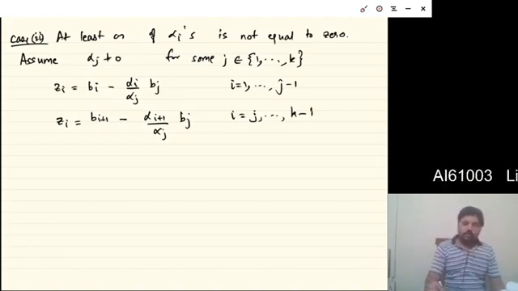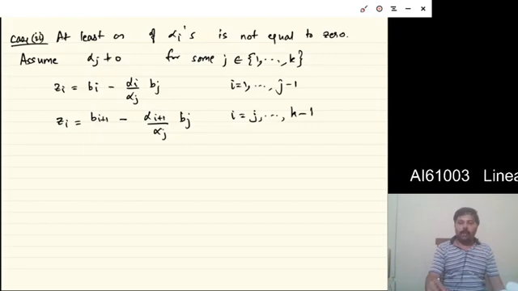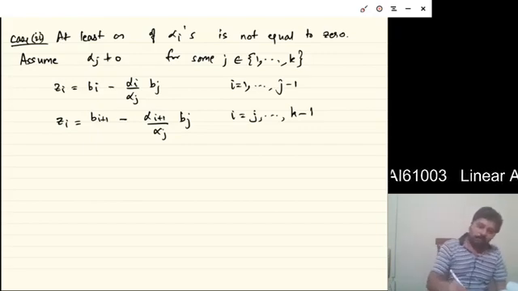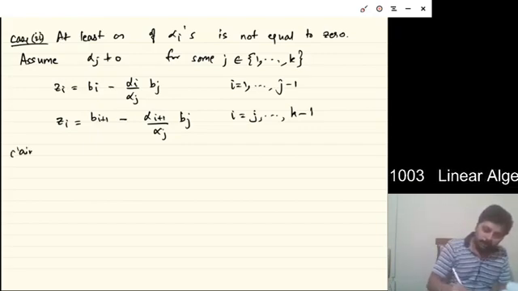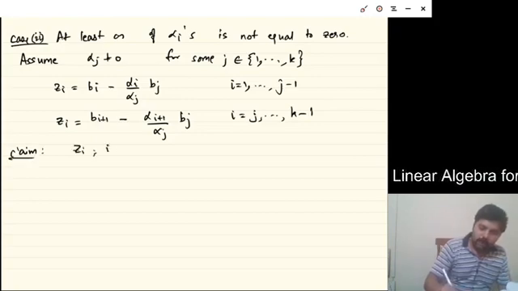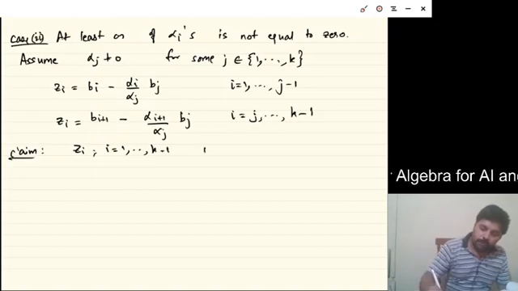What will that help me prove? That will help me prove that k has to be less than or equal to n. So claim: z_i, i equal to 1 up to k minus 1, are linearly independent. Okay.